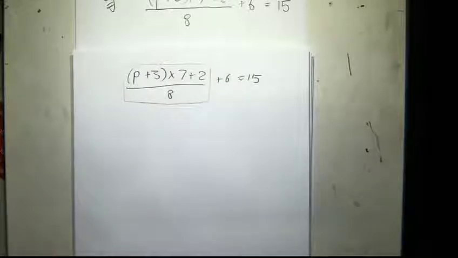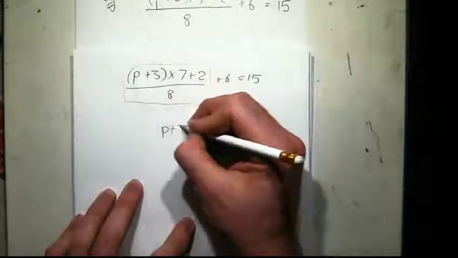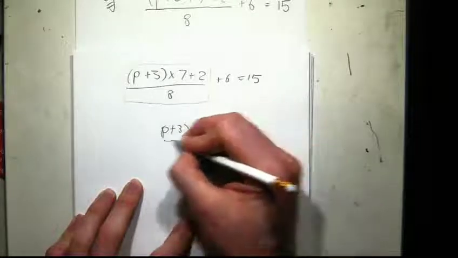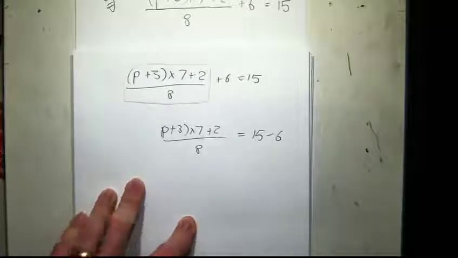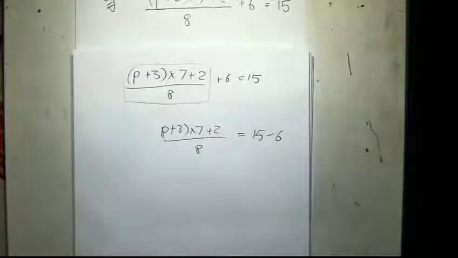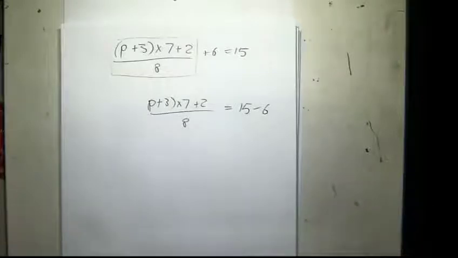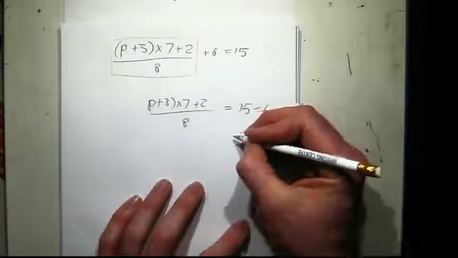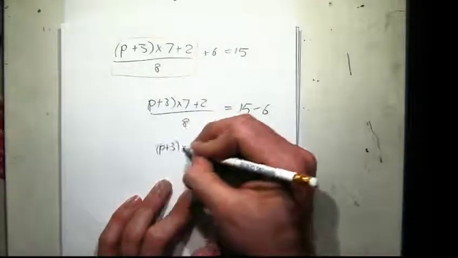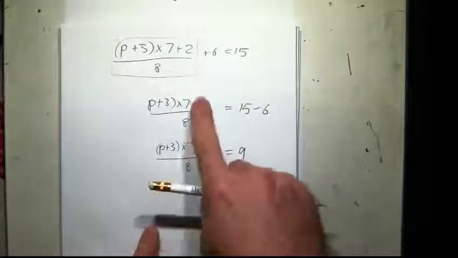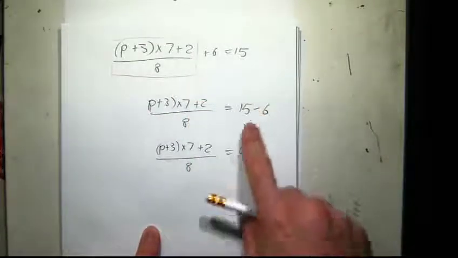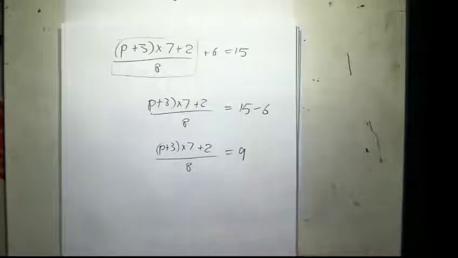Right. So I can write that down. My something was p plus 3 times 7 plus 2 over 8. Must be the same as 15 minus 6. And 15 minus 6 is the same as 9. So this thing is equal to 15 minus 6, but 15 minus 6 is the same as 9. And then I can do it again.